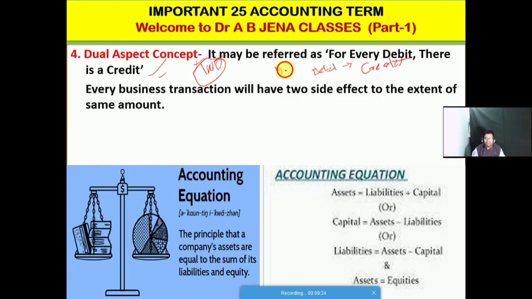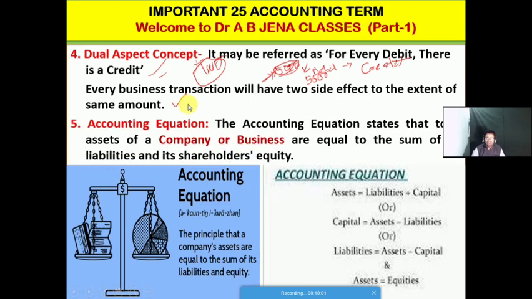Suppose the amount is 5,000. Suppose you pay rupees 5,000 to your friend, let's say Rama. So you pay the 5,000 rupees, and your friend will receive how much? The same amount, 5,000. That's why every business transaction will have a two-sided effect to the extent of the same amount, friends.